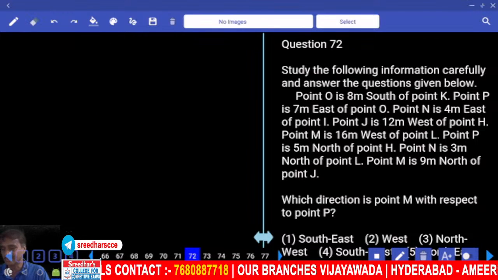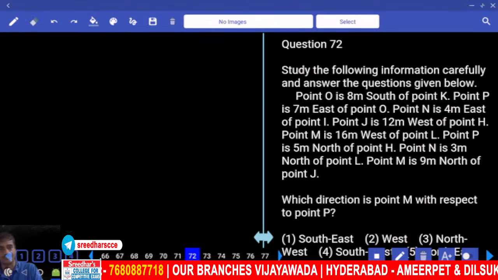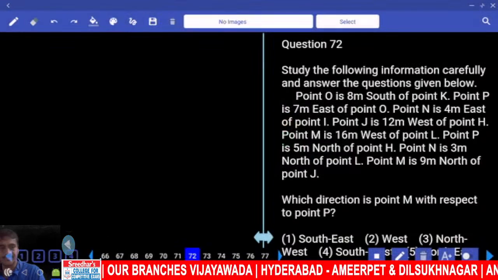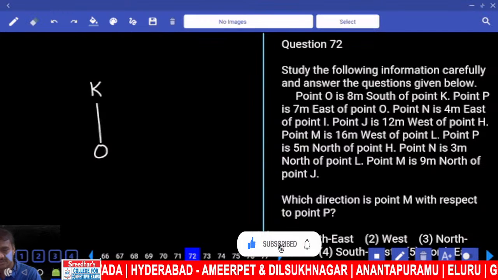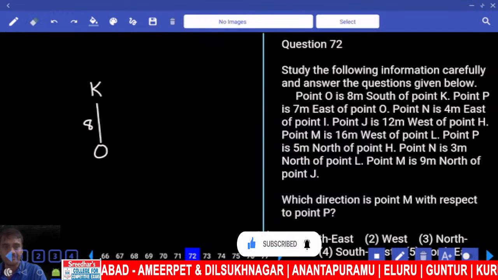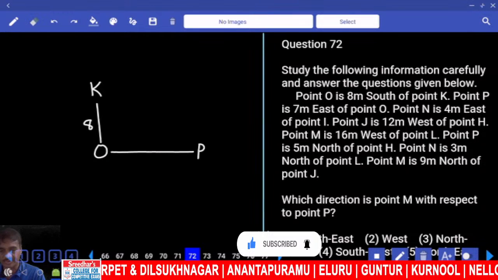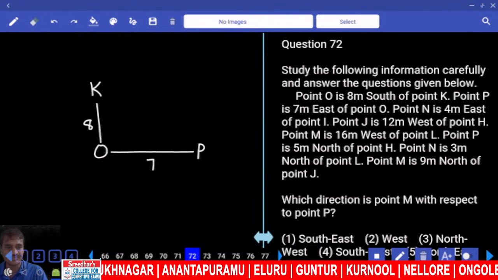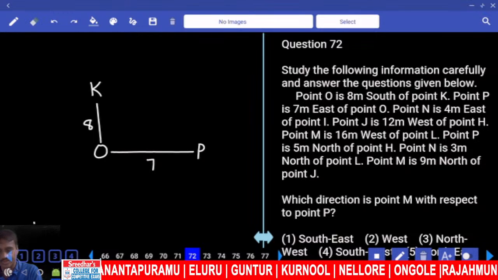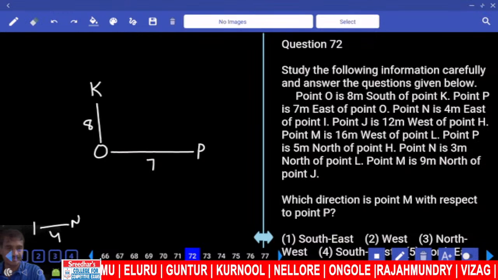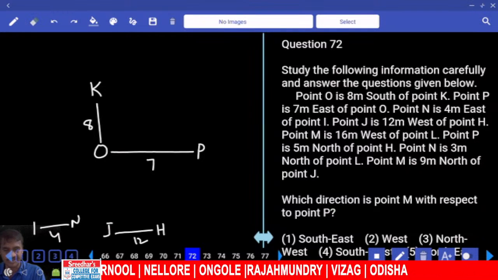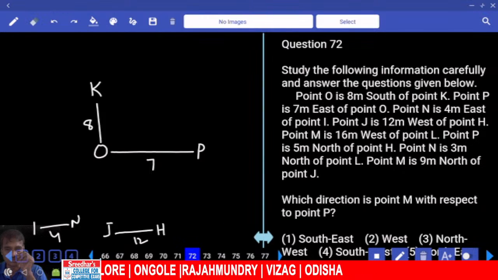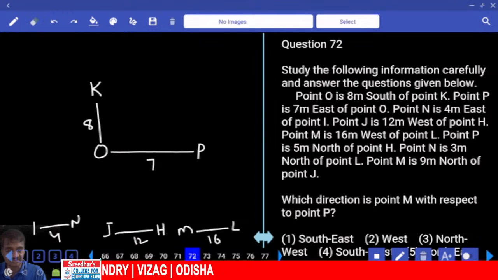Then 72 to 74, first or second priority? Definitely first priority. O is 8 meters to the south of K. K is here and O is here, and the distance between these two is 8 meters. P is 7 meters to the east of O. Now this is P, which is 7 meters. N is 4 meters to the east of I. J is 12 meters to the west of H. M is 16 meters to the west of L.